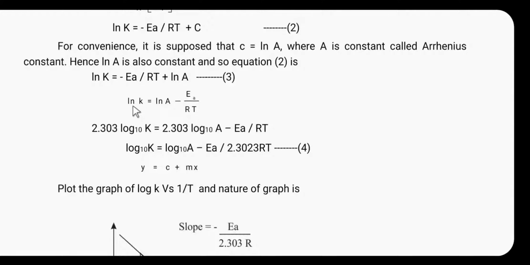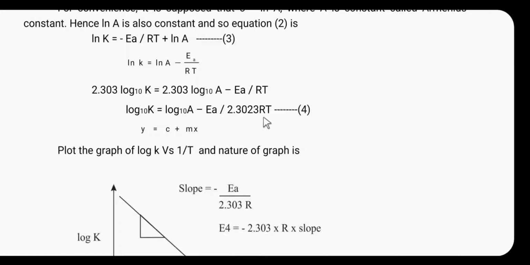All of you know that ln means log to the base e, and here we have to convert base e into base 10 just by using the rule of change of base. Here we have to multiply by 2.303. So this equation can be written as 2.303 log of k to the base 10 is equal to 2.303 log of A to the base 10 minus Ea by RT. Again this equation can be rearranged: log of k to the base 10 is equal to log of A to the base 10 minus Ea divided by 2.303 into R into T.